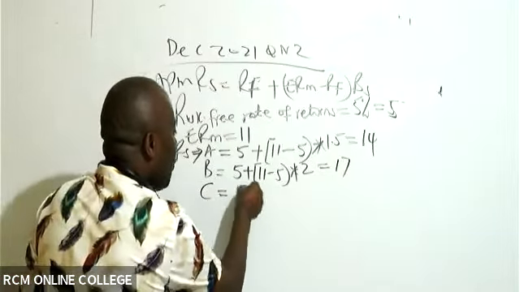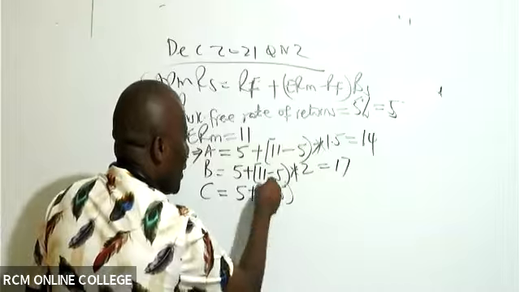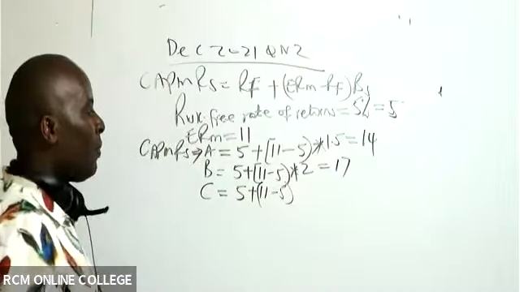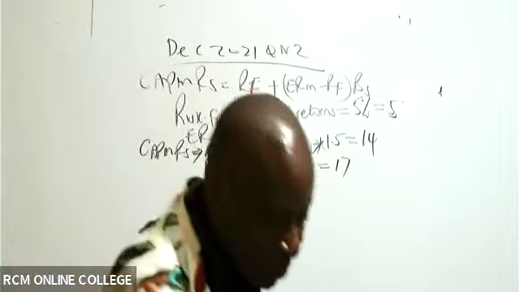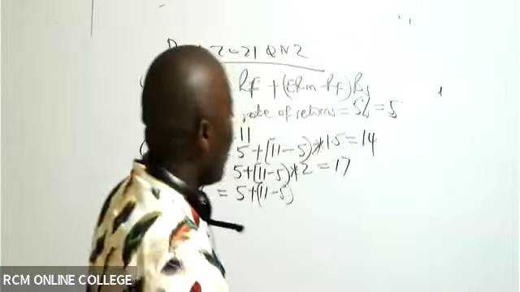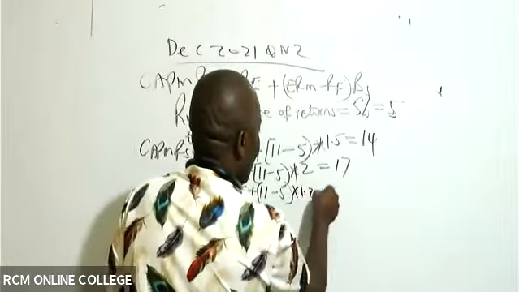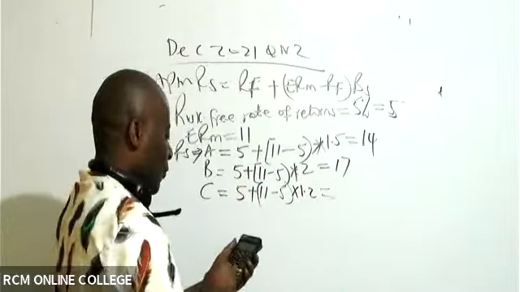And then you go in this case here for C. You can see the risk-free is the same. The risk-free is the same, 11 minus 5 times beta for C. Beta for C, you can see it is 1.2. So you come here, so we have here 5.